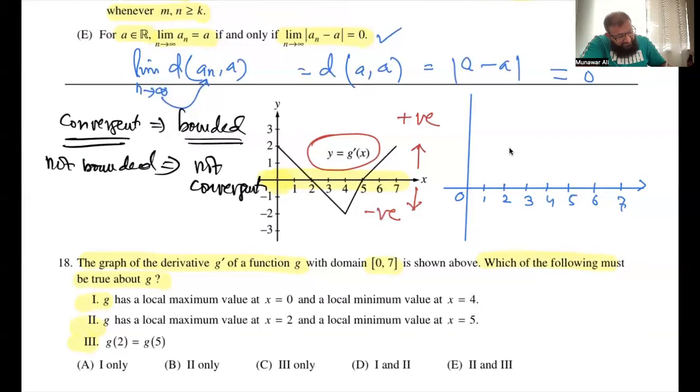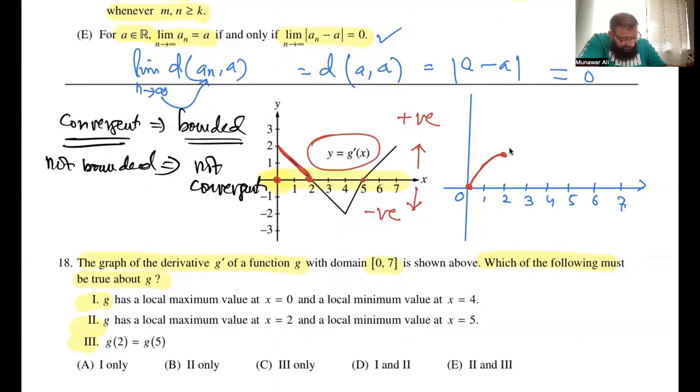So from 0 to 2, the slope is positive. You can see the graph is above, so the function is increasing in that way. From 0 to 2, the function increases. So I'll draw a function from 0 to 2. You can see I started from here. You can start from a very general point. You have to just make an idea of what is happening. From 0 to 2, my function increases. And from 2 to 5, my function decreases.